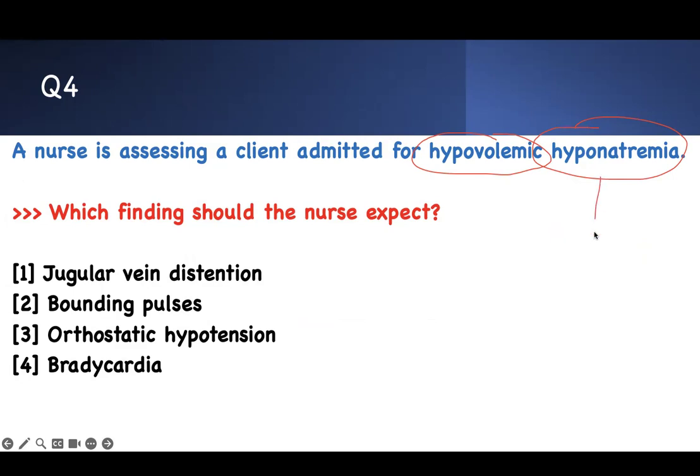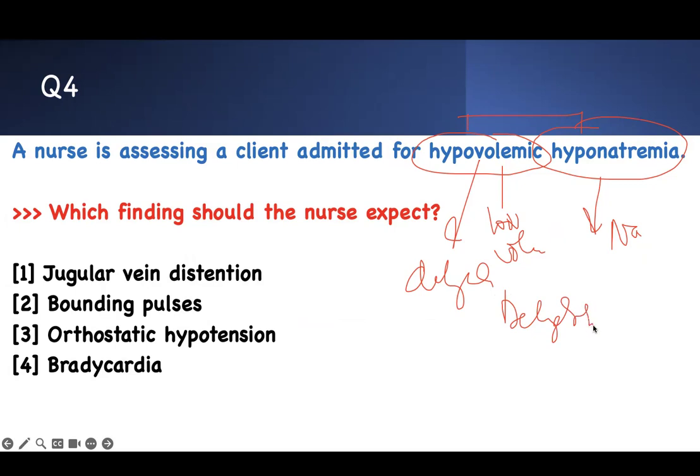I know hyponatremia, sodium is low. Hypovolemic, low volume. So you've lost some volume. So you're dehydrated. To be hypovolemic means you are dehydrated. And to be hyponatremic, you lost a bunch of sodium. So all these buzzwords, I can just write that the patient is dehydrated. That's all. Hypovolemic, hyponatremia. He has lost fluid and the sodium is low.